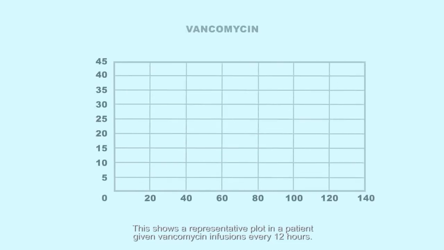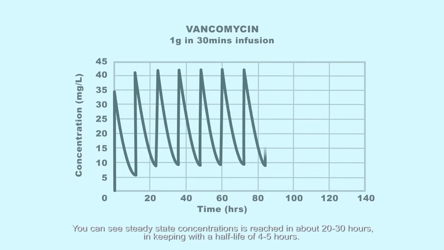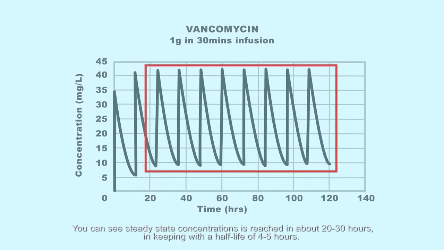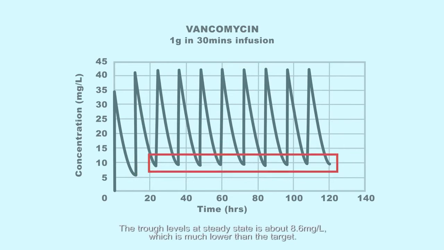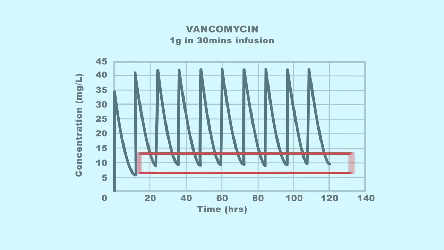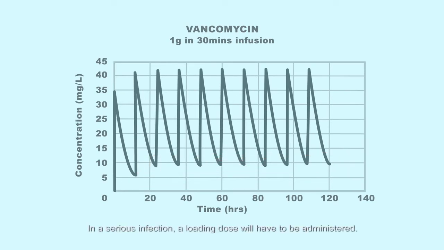This shows a representative plot in a patient given vancomycin infusions every 12 hours. You can see steady-state concentration is reached in about 20 to 30 hours, in keeping with a half-life of 4 to 5 hours. The trough level at steady state is about 8.6 mg per liter, which is much lower than the target. In a serious infection, a loading dose will have to be administered.